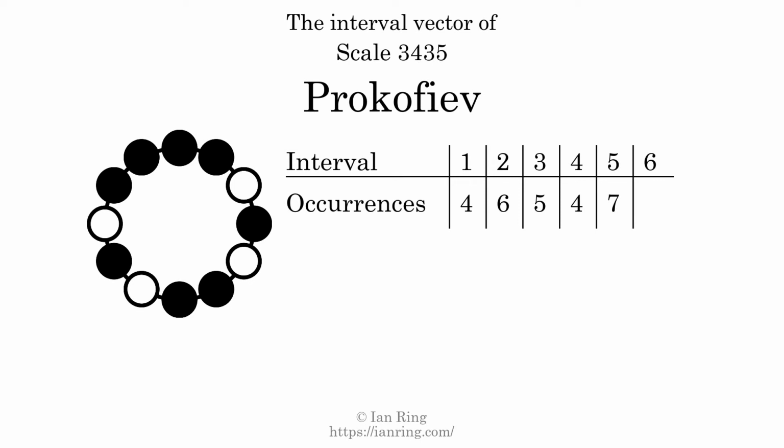There are 7 intervals with the size of 5 semitones. They are here, here, here, here, here, here, and here. There are 2 intervals with the size of 6 semitones. They are here, and here. Each interval does not appear in this scale a unique number of times, so this is not a deep scale.